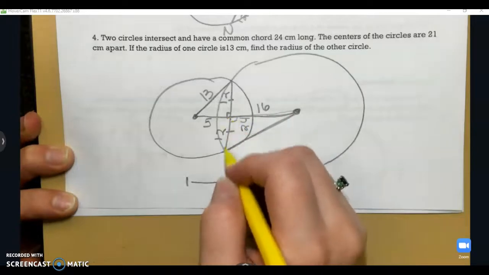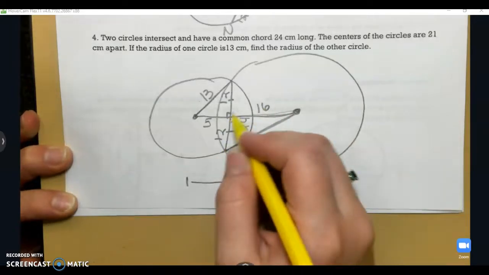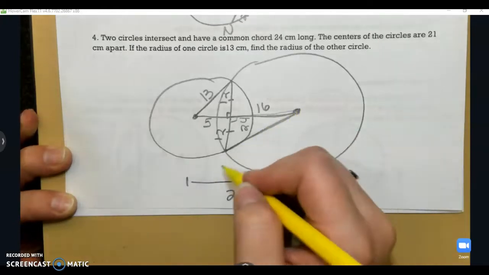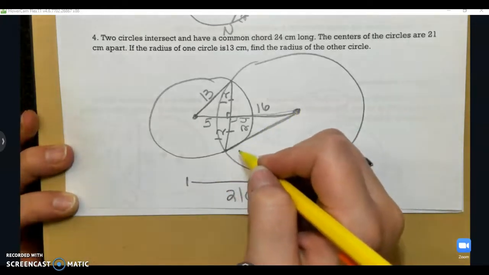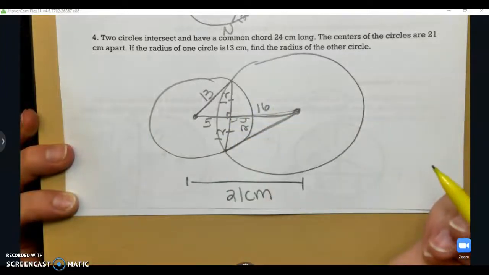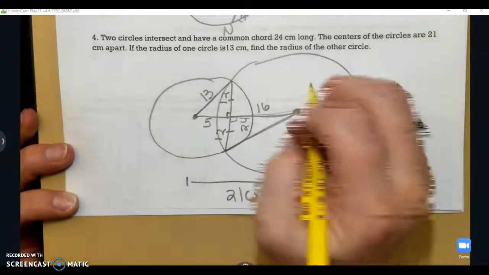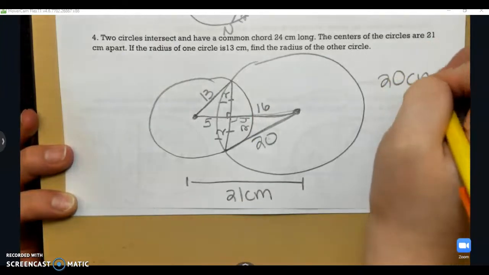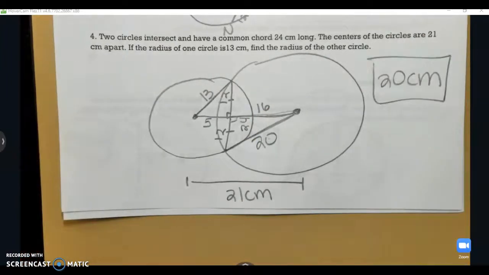I know that this is still 12 because it was bisected, and I now have another right triangle that I can find the hypotenuse on, which is going to be the radius of my second circle. This is also a 3, 4, 5. Each side's been multiplied by 4. So that radius of our second circle is going to be 20 centimeters. And that wraps up notes on 10.1.